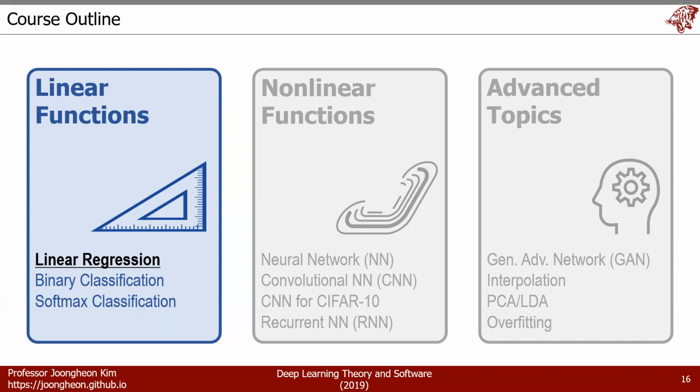As an advanced topic, we're going to see what a GAN, a generative adversarial network, is, and then we're going to see the mathematical meaning of neural networks. That's why we're going to study interpolation, which is one of the main topics in numerical analysis. And then we're going to study PCA and LDA. Those are for dimensionality reduction, and they are also associated with neural network architecture, so we're going to study those as well.